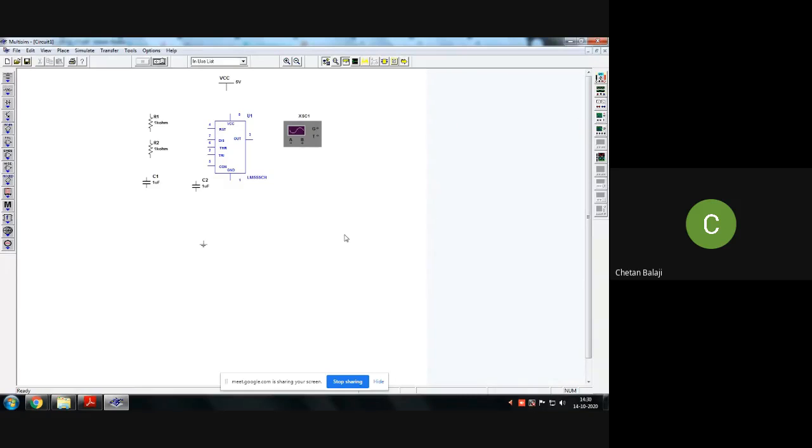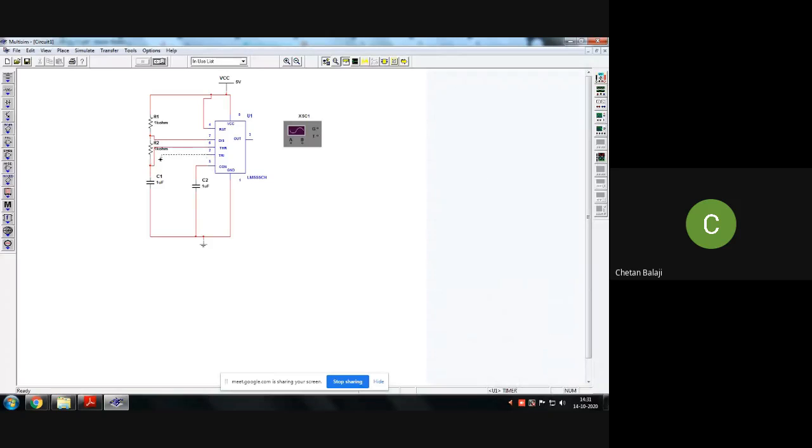Start connecting. Short pin number 4 and 8 to VCC. From the same point, give it to R1. Connect R1 to R2, R2 to your capacitor, and the capacitor to ground. Pin number 5 again comes to ground. Pin number 1 goes directly to ground. Pin number 7 is connected as shown in the circuit diagram, and pin number 6 and pin number 2.